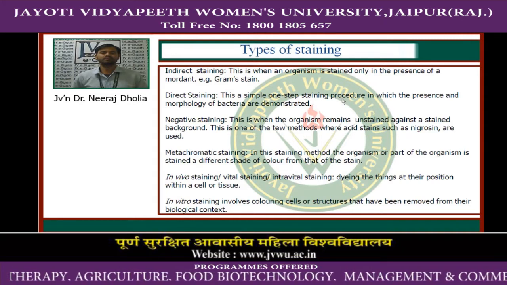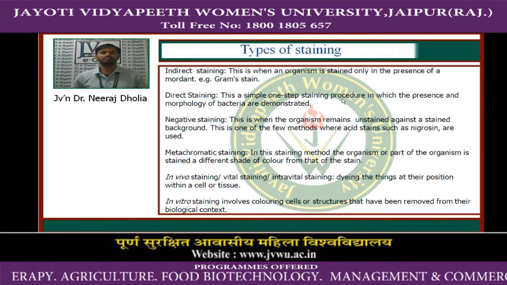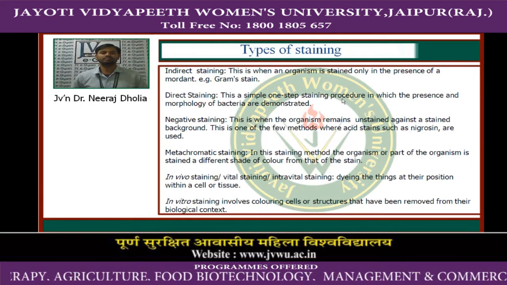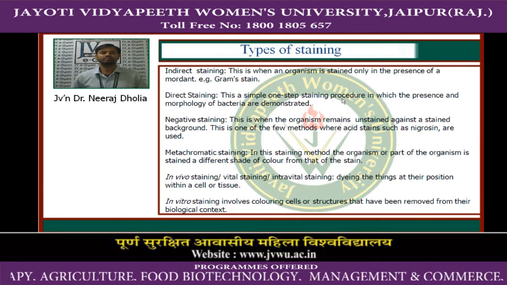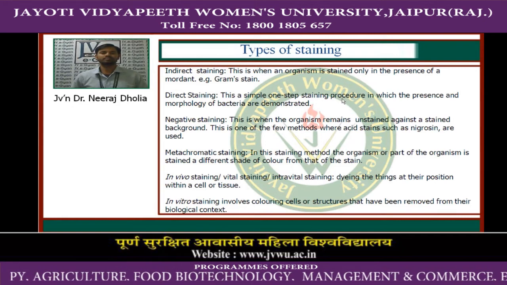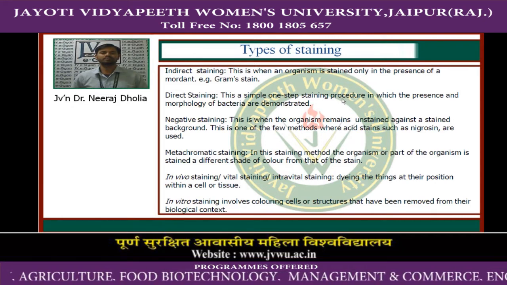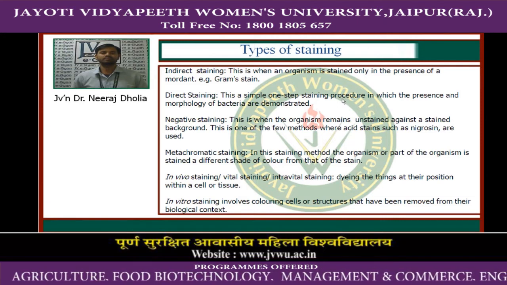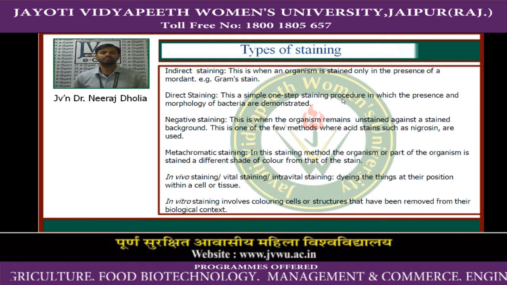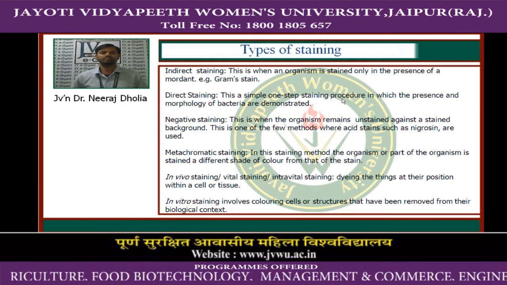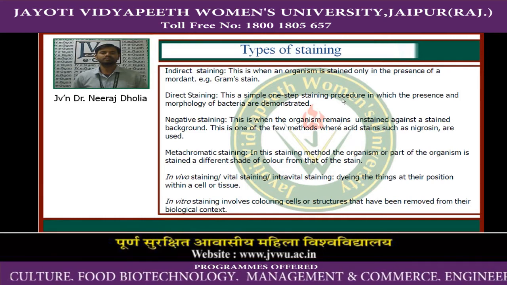The next staining technique is negative staining. Here the organism remains unstained against a stained background. This is one of the few methods where acid stains such as nigrosin are used. So what is negative staining? Here you do not stain your object; rather, you stain the background. Your sample will be brightened against the dark background, so it is known as negative staining.